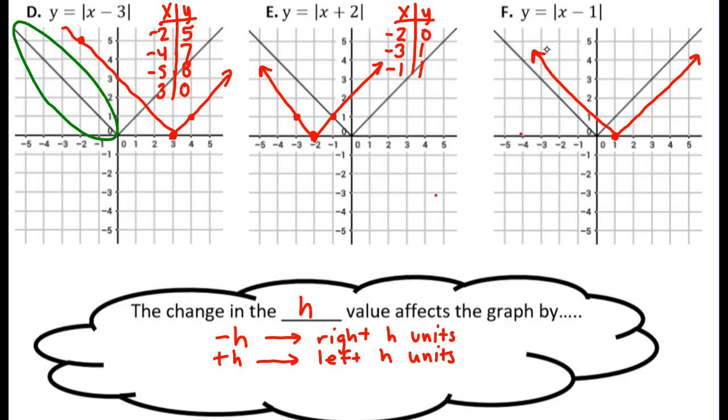Okay. So as a quick refresher, when A is greater than 1, our graph is going to narrow. When A is a fraction between 0 and 1, our graph is going to widen. If A is negative, the graph is going to be flipped upside down. When our H value is negative, we are going to be shifting the graph to the right h units. When our h value is positive, we're going to be shifting the graph left h units. When our k value is positive, we're going to be shifting our graph up k units. And when our k value is negative, we're going to be shifting it down k units.